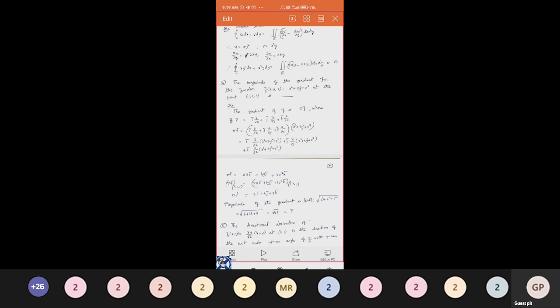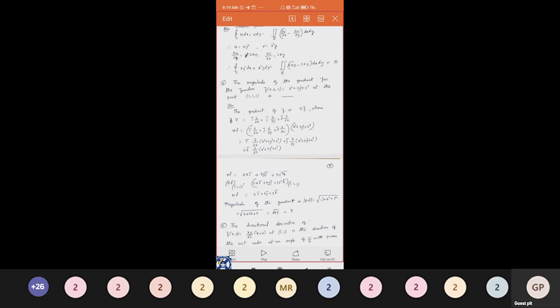Now we can simplify the components one by one. The i vector dou by dou x of x square plus 3y square plus z cube. That is, we are going to differentiate partially with respect to x. We have three terms. Out of the three terms, the second and third terms are constant when I differentiate partially with respect to x, so they contribute 0 to the partial derivative. The first term x square becomes 2x. So the i-th component of the gradient of f is 2x.